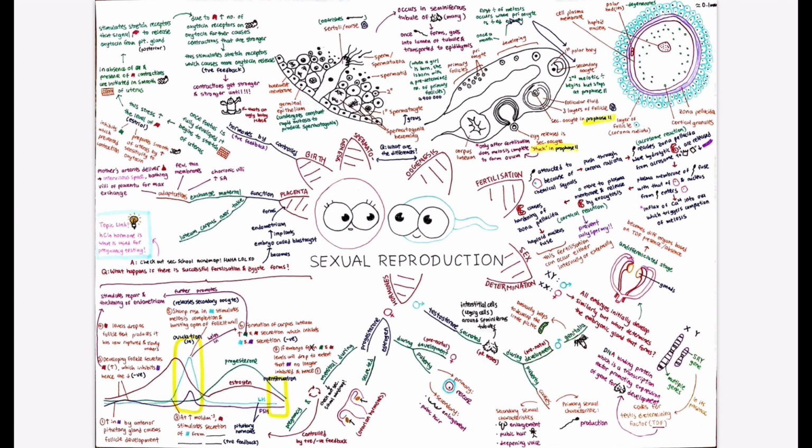cells, also referred to as spermatogenesis. In the IB syllabus, there is a greater emphasis on understanding the steps of oogenesis over spermatogenesis. However, having a big idea of the male counterpart is still necessary.